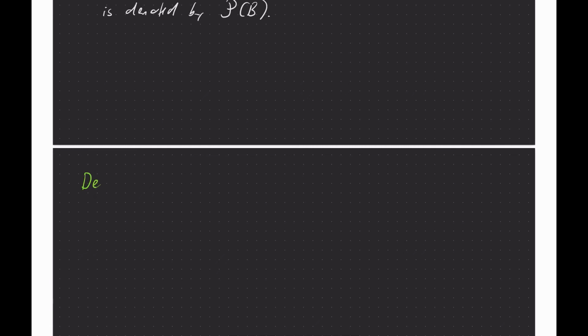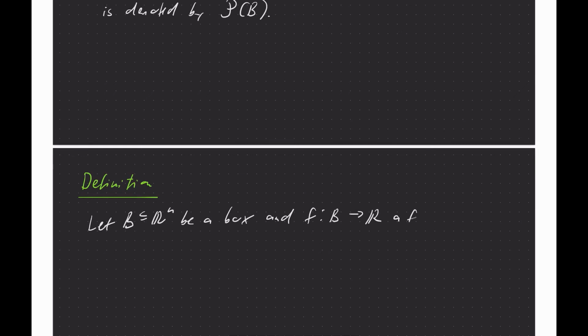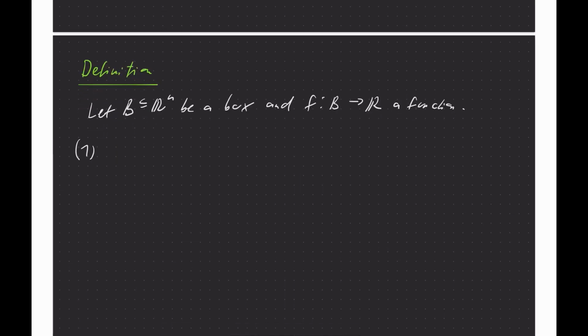So that's the main definition here, definition of the integral. So we start with a box, let B in R^n be a box, and f a function defined on that box that maps to the reals. Then we can first define those upper and lower bounds. So for a given partition P in the set of all partitions of that box, the upper and lower Riemann sum. So these bounds will be called Riemann sums.